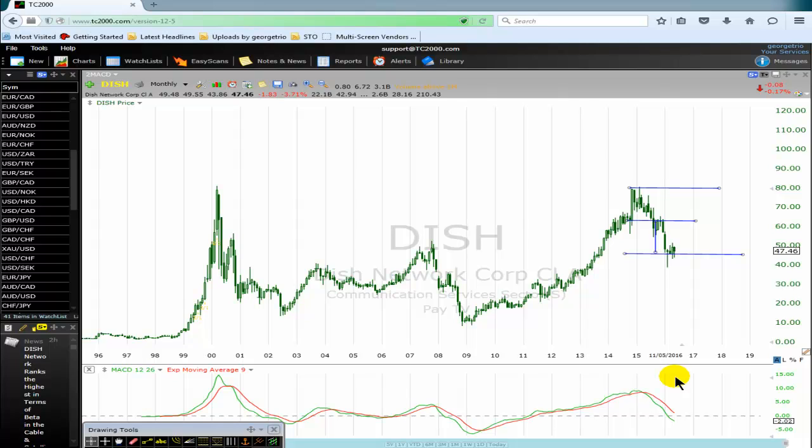We are looking at the monthly chart of Dish Network Corporation, ticker DISH. This is an exact 100 components. And there is a candlestick pattern on this monthly chart.